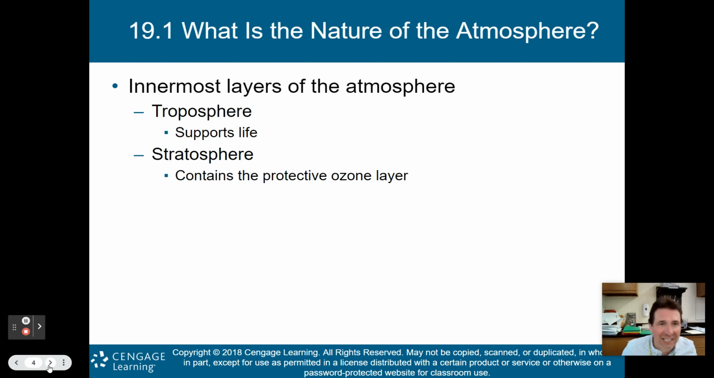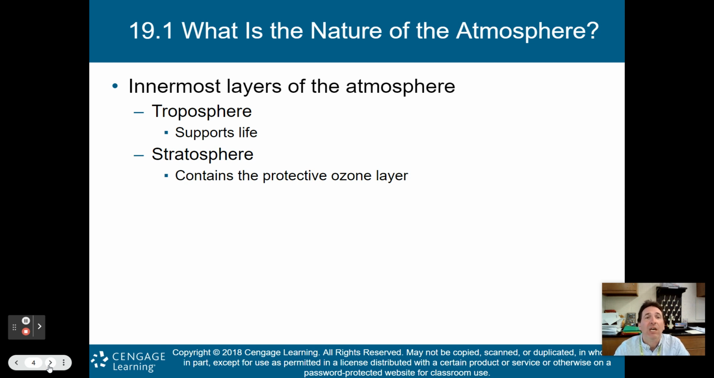So, what is the nature of the atmosphere? We're talking about air pollution and ozone depletion in this chapter, so we have to understand the atmosphere. There are basically four zones of the atmosphere: the troposphere, stratosphere, mesosphere, and thermosphere. We're just going to be really concerned with the troposphere and the stratosphere.